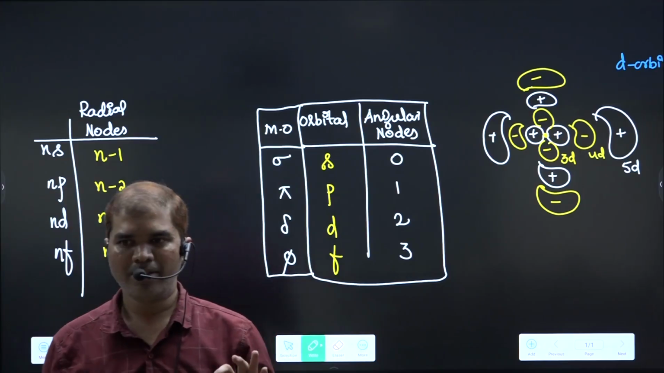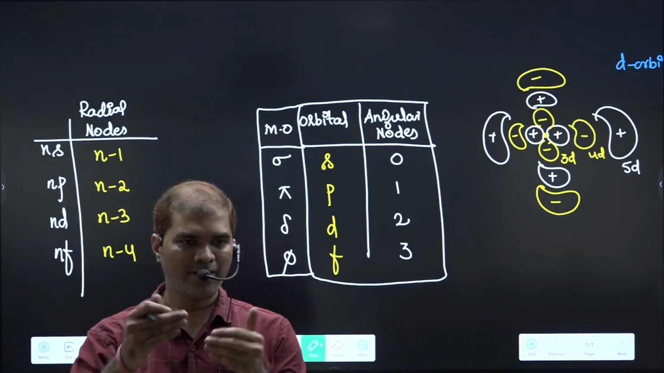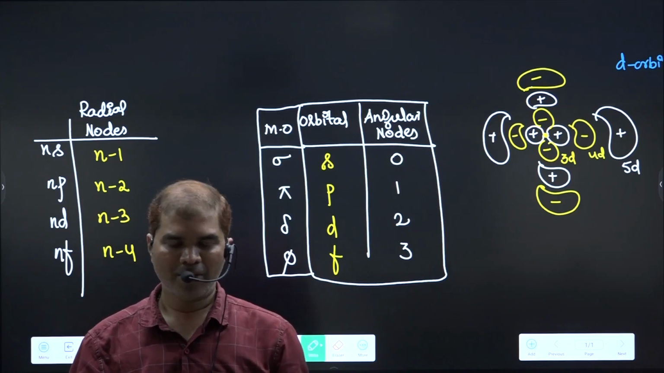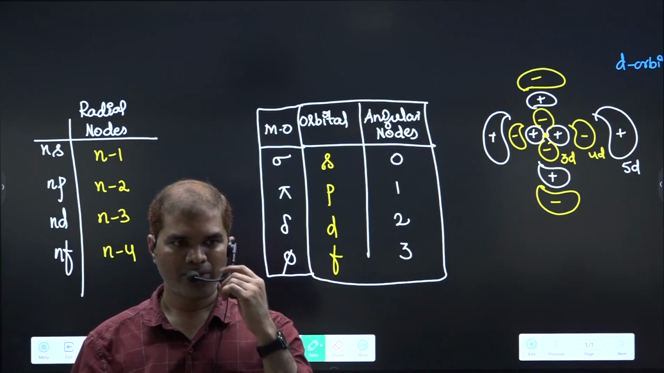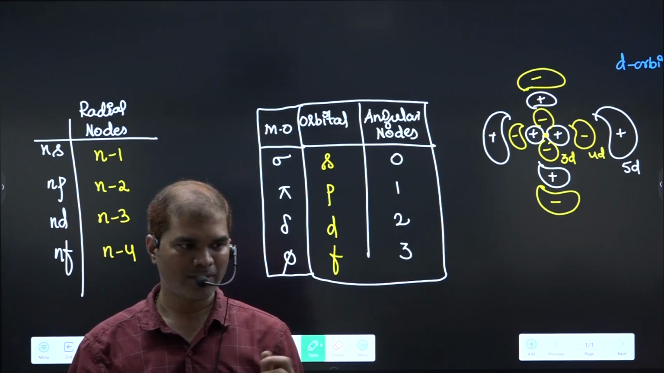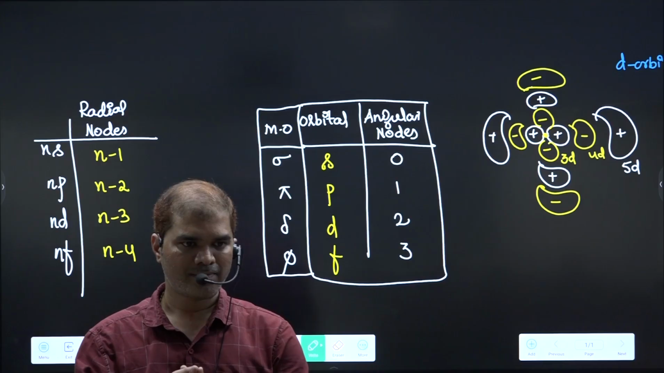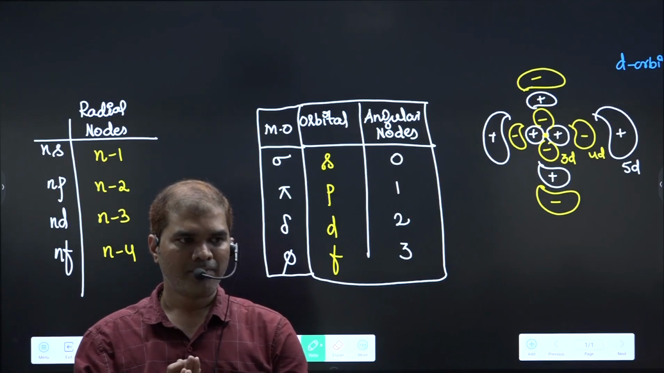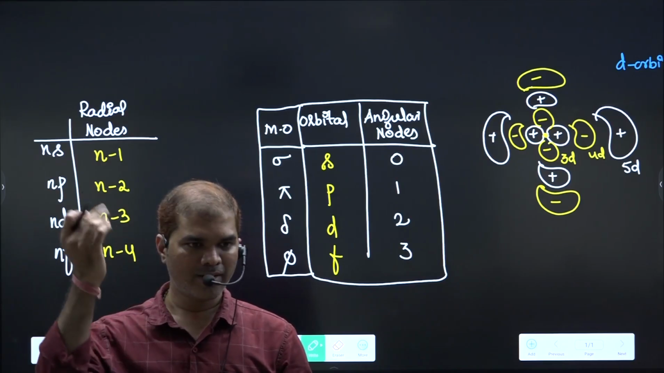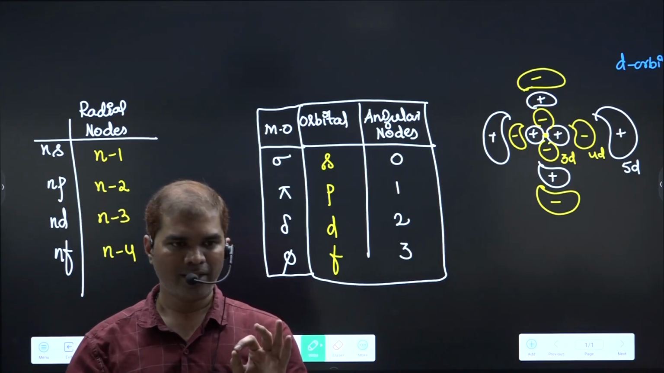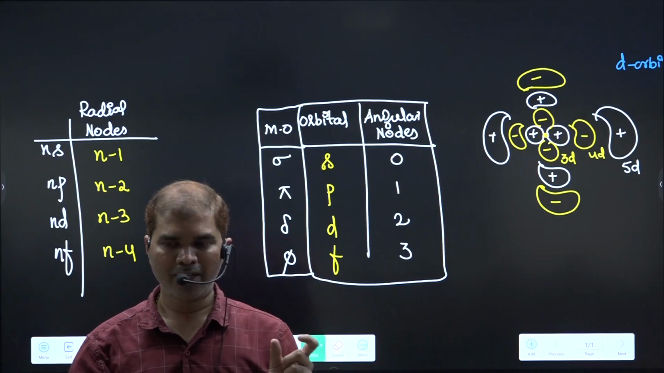I'll just ask a question. If it is in concurrence with that, you can note it. 2s atomic orbital, how many radial nodes? 2s, how many radial nodes? 1. 5s. So suppose if I give you ns, so for any s orbital, n-1 will give you the number of radial nodes.